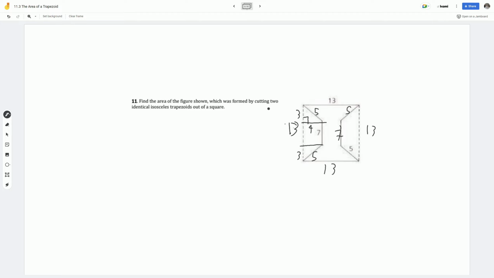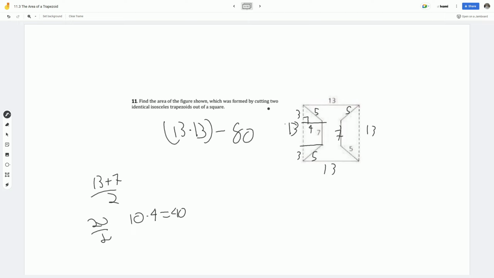We just need to find the area of the bigger square, which is 13 times 13, and subtract the area of the two trapezoids. So first, let's find the area of one trapezoid. We take the average of the bases, 20 over 2, 10, multiplied by the height, 4, and this gives us 40. Now all we need to do is subtract two trapezoids, in this case 40 times 2, or 80, and this will give us our answer. 13 times 13 is 169, minus 80 is 89. That's our answer: 89 units squared.